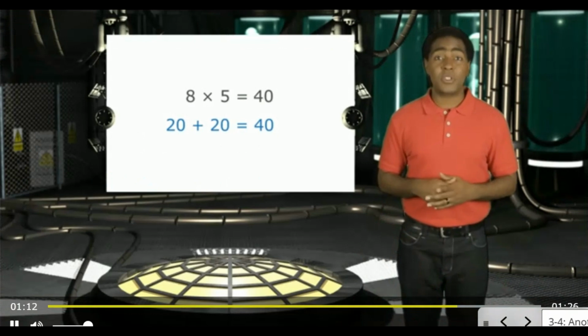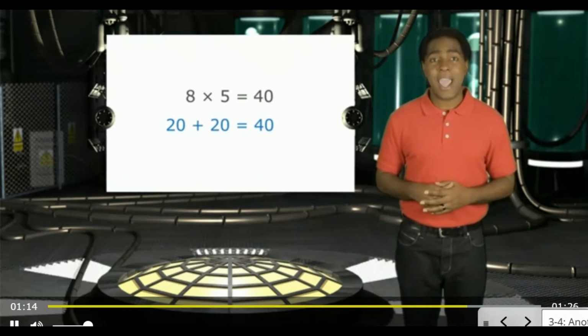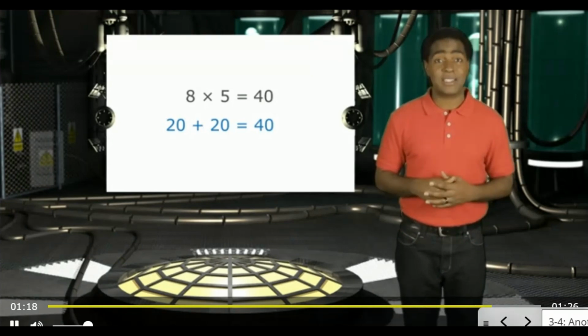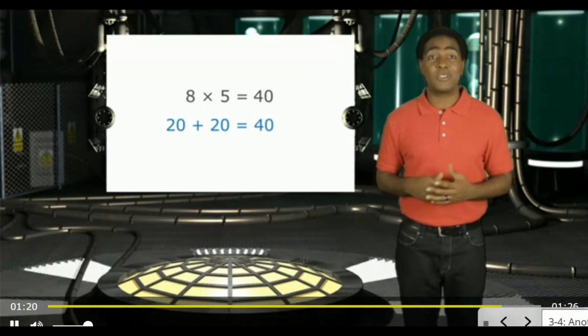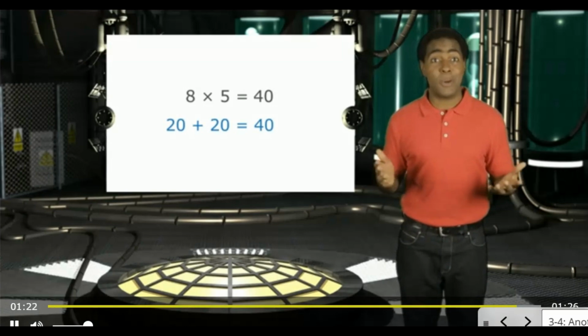We used our 4's facts to help us multiply by 8. This problem shows us that we can use our 4's facts to help with 8's facts. To multiply by 8, you can just double your 4's.